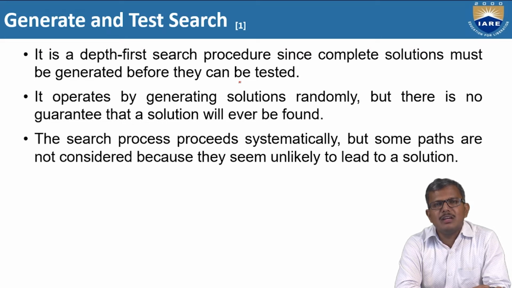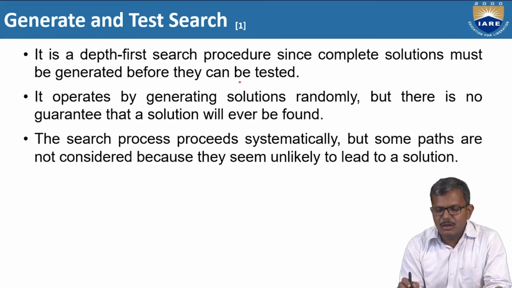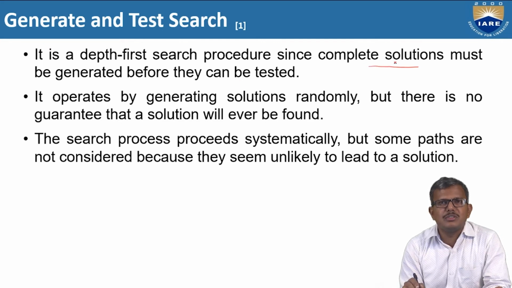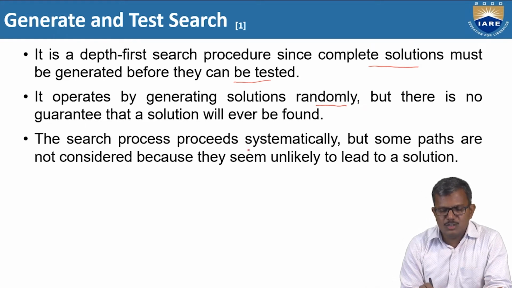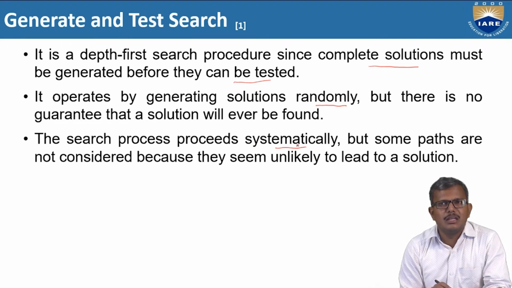For efficient implementation of this technique, we need to identify the complete solutions, and after that we start the testing. As I mentioned earlier, it operates by generating solutions randomly. But in this case, we cannot guarantee that we are going to reach the goal state. It is not guaranteed. Or if you reach the goal state, we cannot guarantee that it is an optimized result for us.